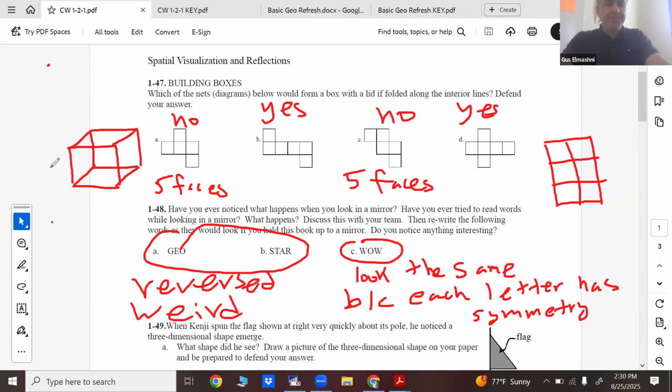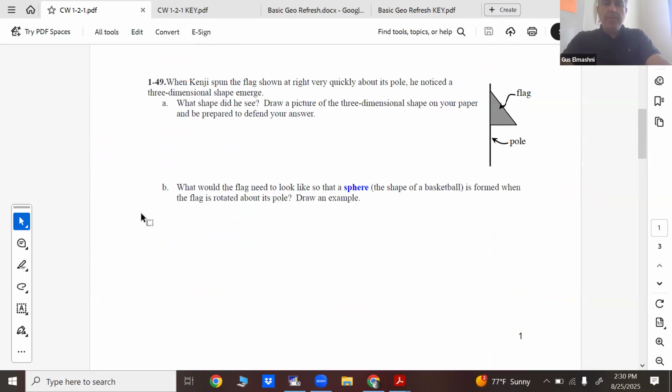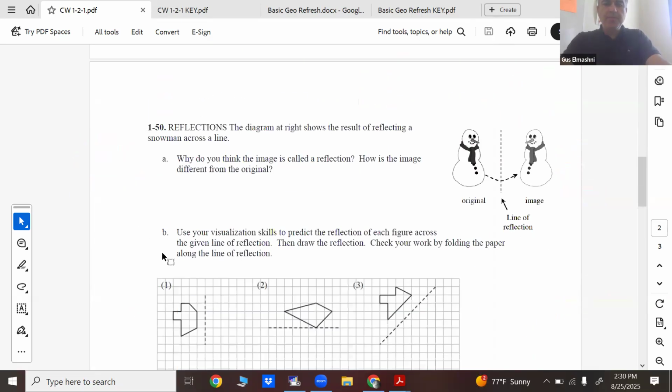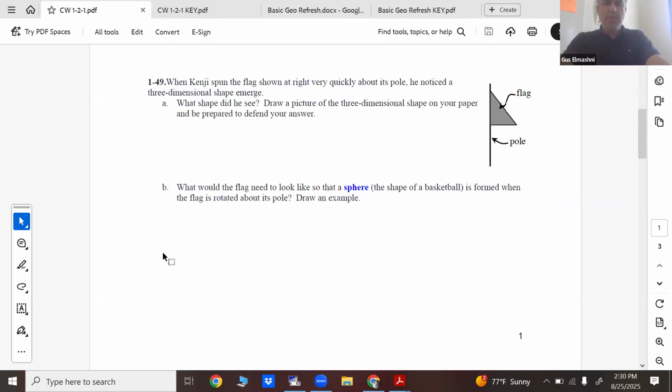Okay, now let's move on to 149. For 149, you have a triangle on a flagpole, and you decide to rotate it 360 degrees. So this will be rotated like that. If you think about it, what kind of three-dimensional shape would I be generating if I did a cone? Yes, 100%. It'd be like an ice cream cone. Yep, you're totally generating a cone.